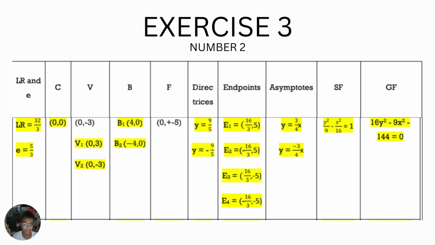So if may simplest form na tayo, we can jump to the general form, which we have got the 16y squared minus 9x squared minus 144 is equals to 0. So basically, yan ang sagot for number 2 for the exercise number 3. Yun lang.